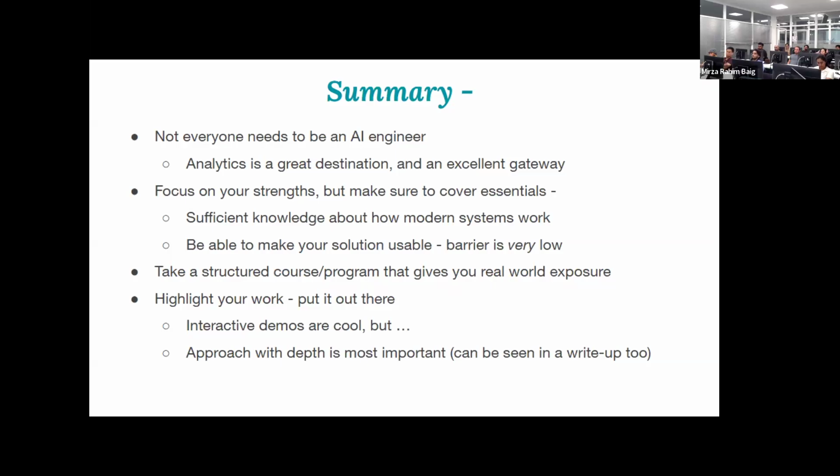Focus on your strengths, but make sure to cover the essentials. Take a structured course or program that gives you real-world experience. It doesn't matter which program, but do something that gives you real experience. Don't just go for theoretical. Certifications are fine, but really make a project which you can put on your profile. That should be the bar. Any program you go to, ask them, will I be able to make a project which I can put on my profile? If they say maybe, then don't take it. And please highlight your work and put it out there. Even a simple write-up, this is the approach, this is what I did, is good enough if your thought process is good. That's the main summary.